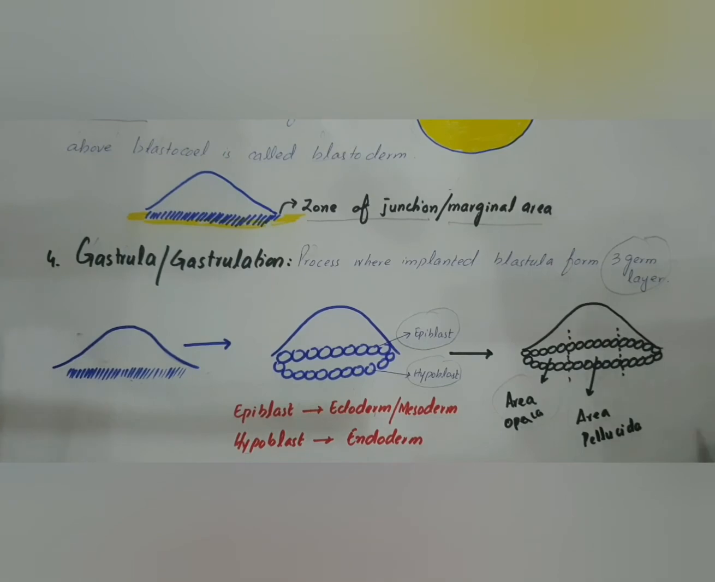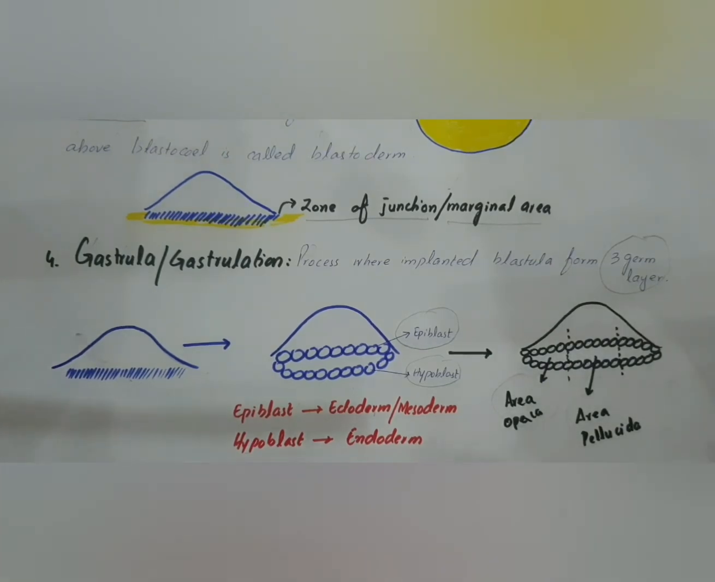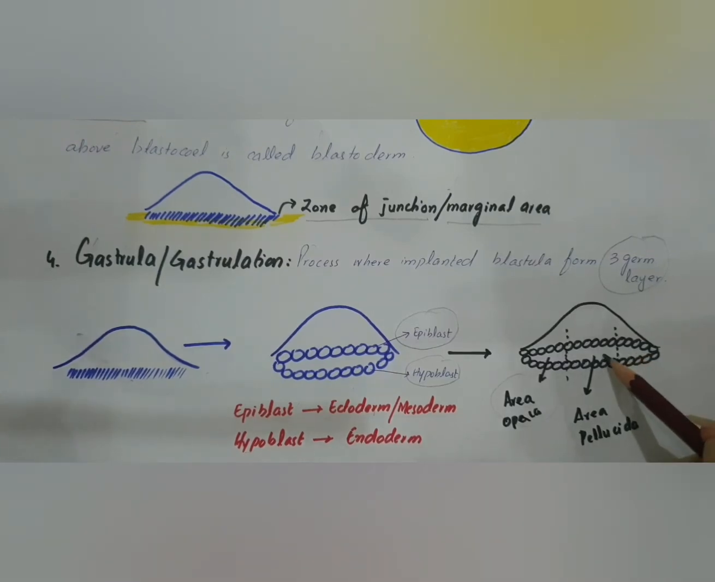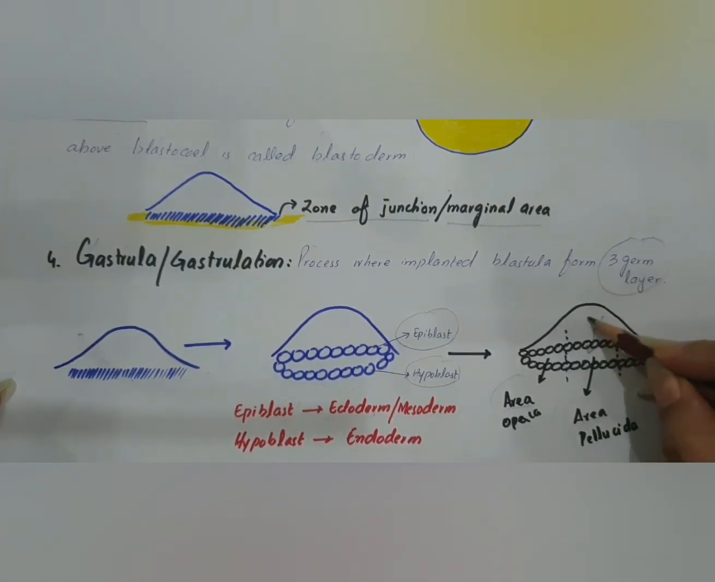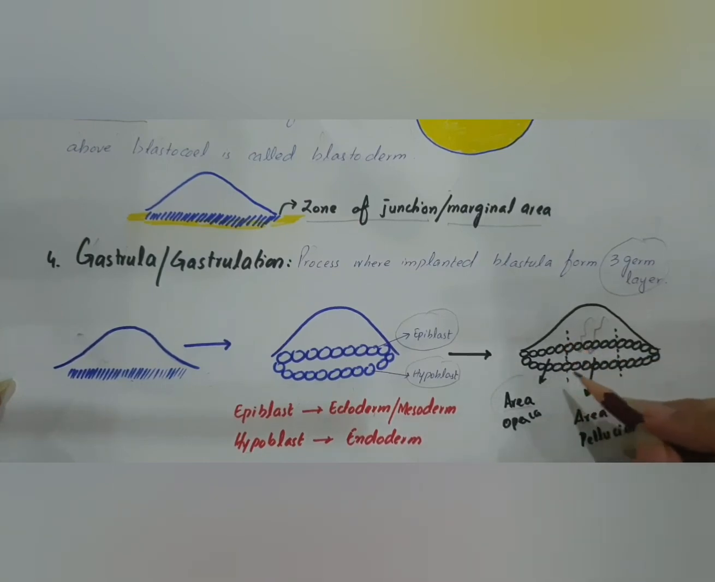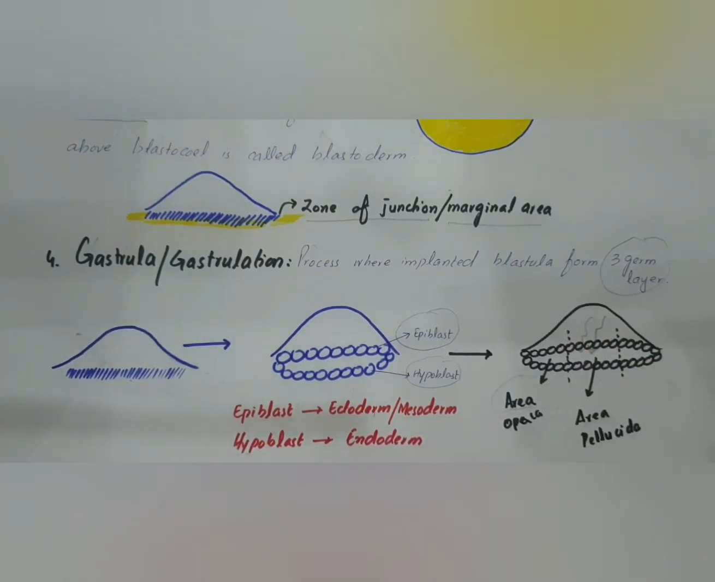Now in your book, the terms area opaca and area pellucida are used. The fluid that is present in the center of this cavity is called area pellucida, and the fluid that is present at these sides is called area opaca. Through area pellucida, light can transmit, and through area opaca, light cannot transmit. So this is a concept that is present in your book. We will discuss it in our next lecture, along with notochord and mesoderm formation and neurulation.